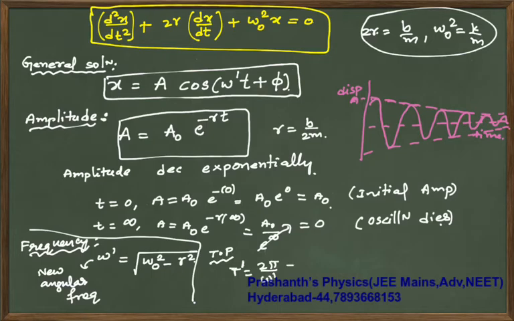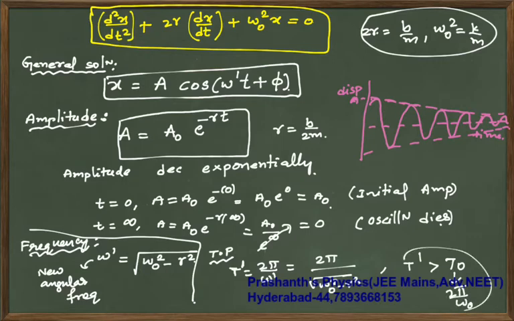T dash is 2 pi by omega dash, which is equal to 2 pi by under root omega naught square minus gamma square. So obviously T dash is greater than T naught, where T naught is 2 pi by omega naught. So time period increases because of damping. That conclusion I can make. And the body undergoing this damped oscillation is known as damped harmonic oscillator. So pause the video clip, copy this content. If you have any doubts, just let me know.